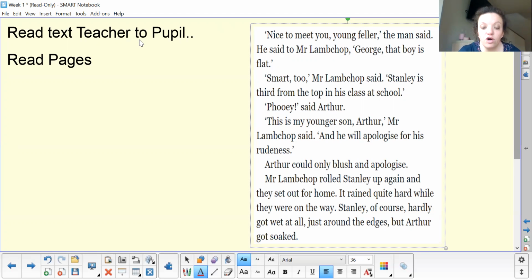Mr. Lambchop rolled Stanley up again, and they set out for home. It rained quite hard while they were on the way. Stanley, of course, hardly got wet at all, just around the edges, but Arthur got soaked.